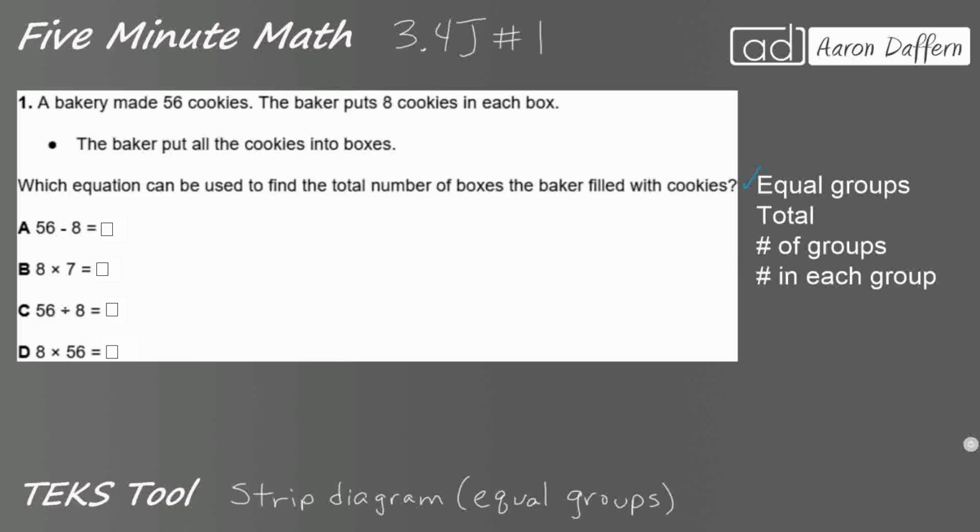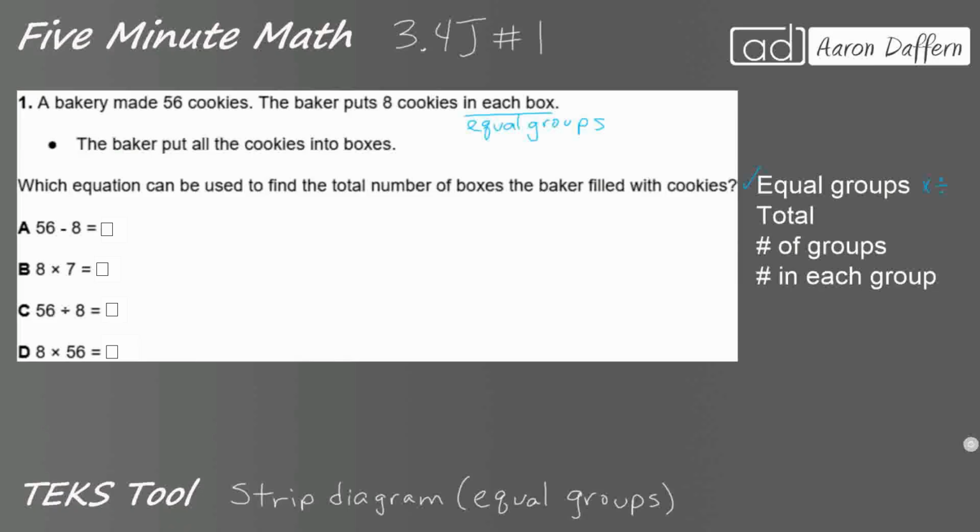And so it's going to be in this second sentence here. The baker puts 8 cookies in each box. So they don't say the same number in each box, but they tell us there's 8 in each box. So in each box lets us know that we're dealing with equal groups, and that's helpful because once we know that we have the same number in each group, in this case, 8 cookies in each box, this gives us a signal that we're dealing with an equal groups problem, which means we are either going to multiply or divide.